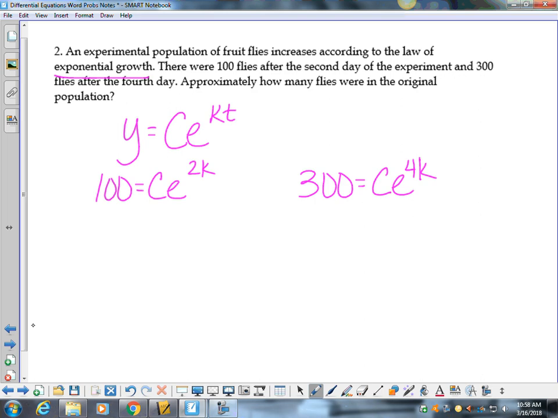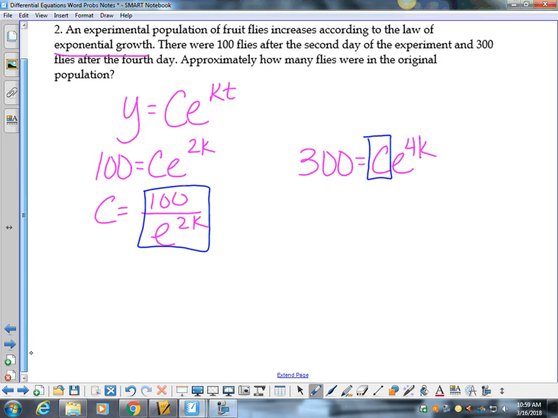I'm going to solve this guy for C. Done. I'm going to solve him for C because then what can I do with that 100 over e to the 2k? He equals C. I can put him right here. What's the point of doing that? How many variables do I have now? I only have one. I have K. I mean, I have a couple Ks, but I have only one variable.